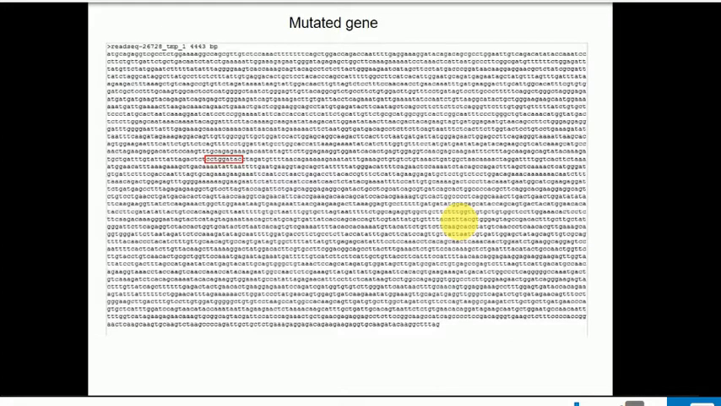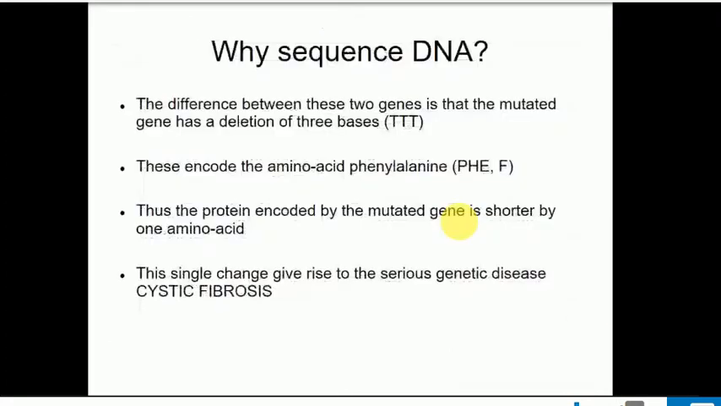You might, again, be able to guess from what we talked about in the last lecture, this is actually the CFTR gene. This is the gene that, when mutated, can lead to cystic fibrosis. So that deletion of an amino acid is sufficient to cause the condition cystic fibrosis if you have two copies of the mutated gene. So it's not a big difference between those two genes, but a very significant difference, of course, for anyone that has that particular deletion.